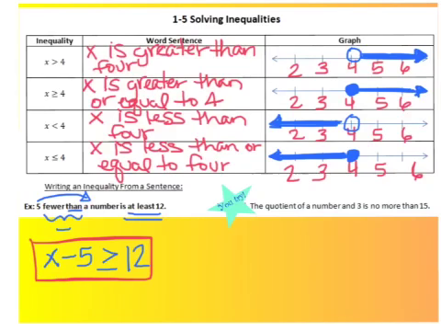Alright, so now it's your turn. I want you to write an inequality from the quotient of a number and 3 is no more than 15. So the key words to decide on what inequality symbol to use is no more than. Alright, so take a second to figure that one out and join me on the next slide.